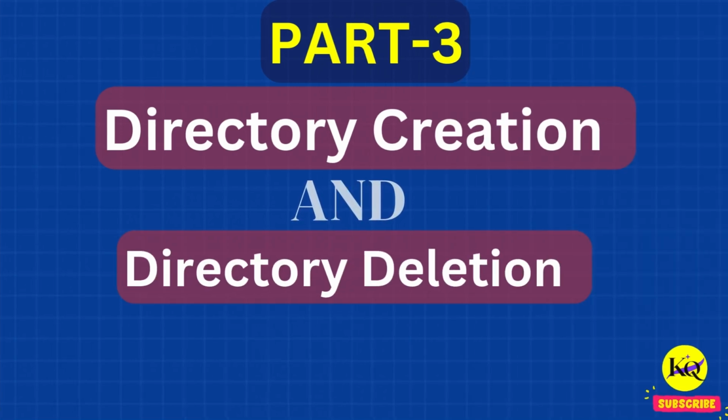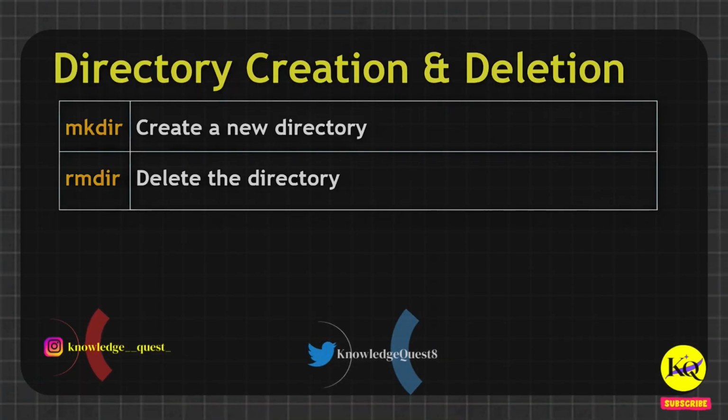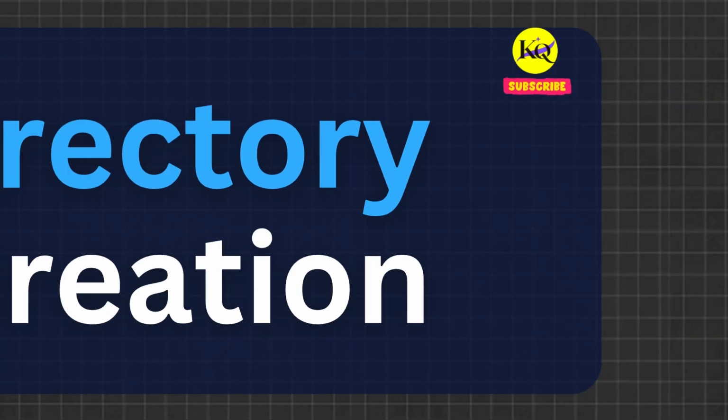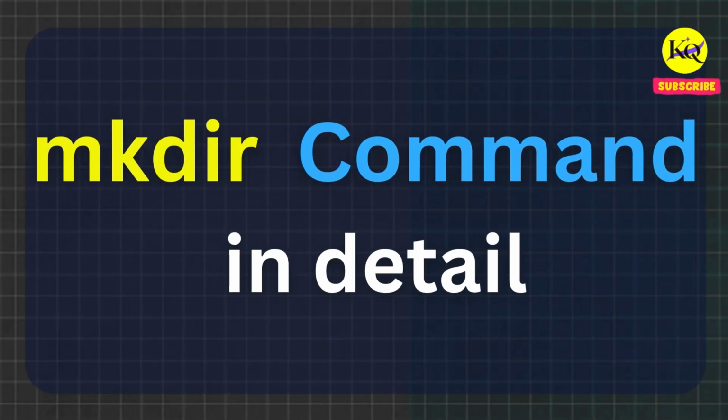So let's get started. Under this section, we are going to cover two key commands. First, make directory, that is mkdir, which is used to create directories or folders. Second is remove directory, that is rmdir, which is used to delete directories or folders. So let us start with directory creation using mkdir in detail.